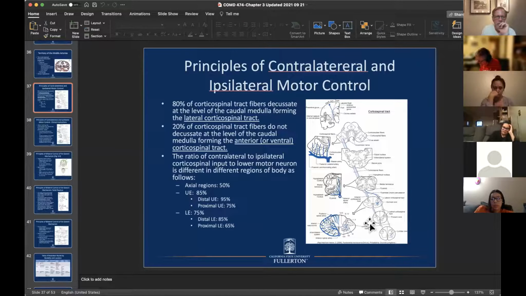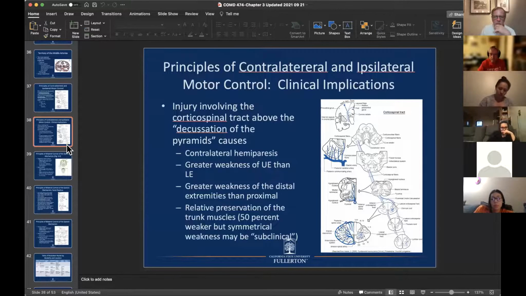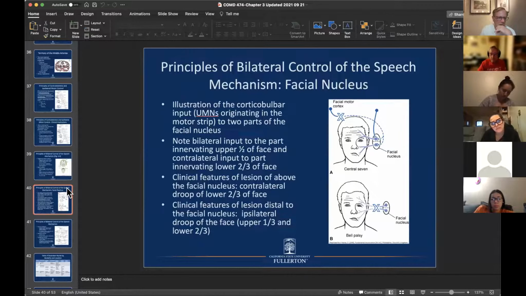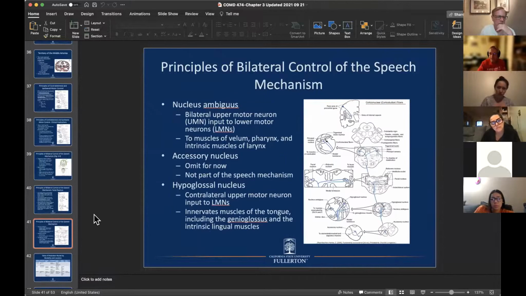Okay, so 37. Are you seeing that? Principles of contralateral and ipsilateral motor control. So this slide is not included on the exam. Correct. Nor the next one. Nor the next one. I think this is where a lot of the frustration has been coming from. Yeah, I agree. So it's those four.